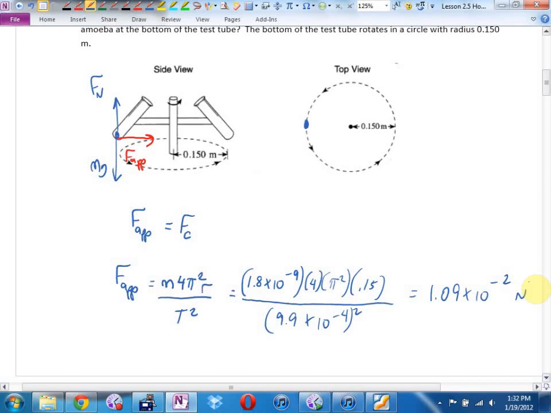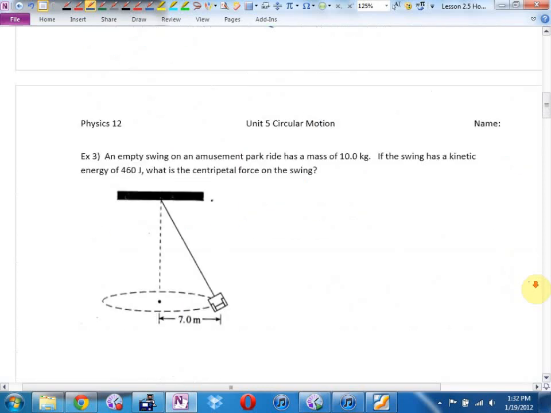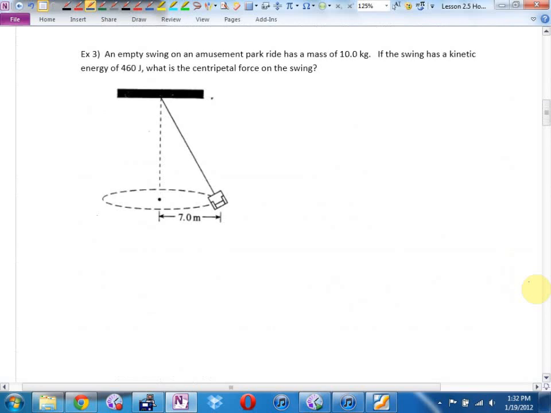Example 3. An empty swing on an amusement park ride has a mass of 10 kilograms. If the swing has a kinetic energy of 460 joules, what is the centripetal force on the swing?